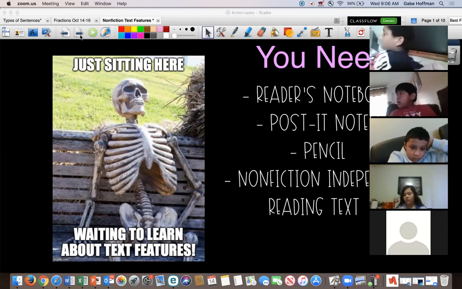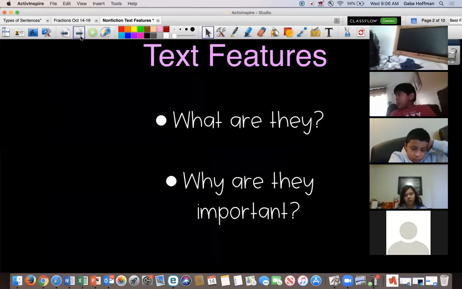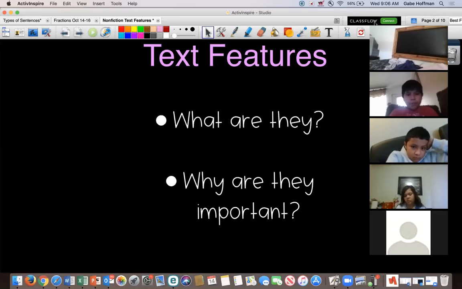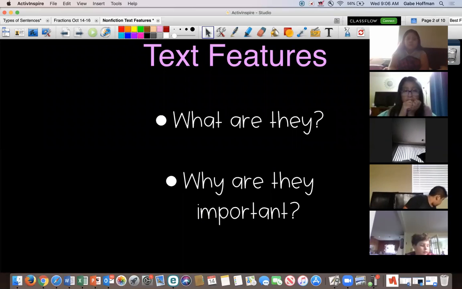We're looking at text features today. So we're going to be talking about two different things when it comes to text features. What are they and why are they important? Does anybody, I don't want an example, but just anybody can share with us, what are text features in general? What are text features when we look at nonfiction books?